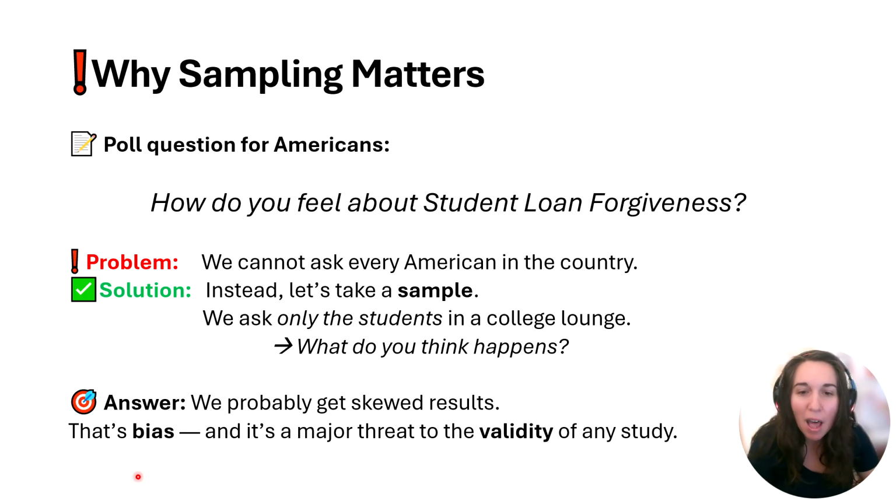And so that bias is a major threat to the validity of any study. That's why it's so important to think really carefully about how we can combat that bias and make sure that when we take a sample, we do everything in our power to ensure that there is no bias that's going to be introduced.